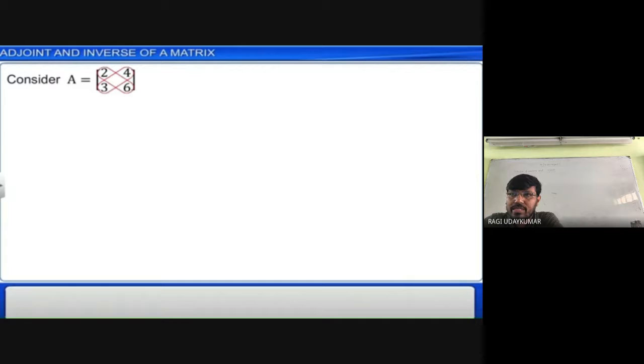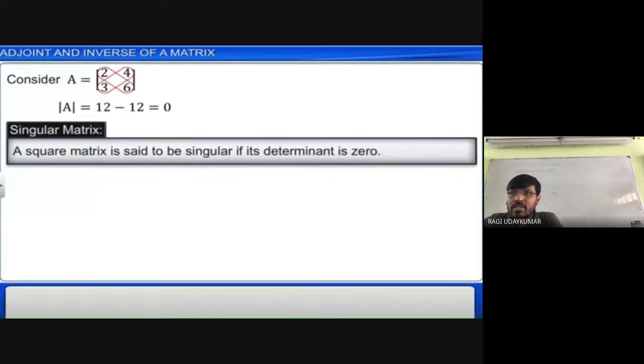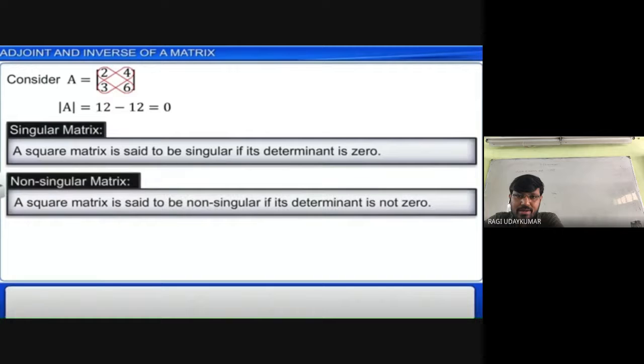A is equal to 2, 4, 3, 6. Determinant of A is what here? Determinant of A is 0. A square matrix whose determinant is 0 is said to be a singular matrix. Whenever you see that the determinant is 0, we call it a singular matrix. Otherwise, if the determinant is non-zero, it is called a non-singular matrix. The square matrix is said to be non-singular if its determinant is not zero.